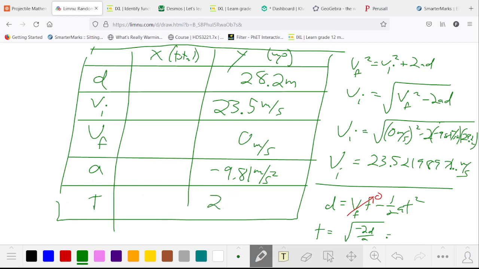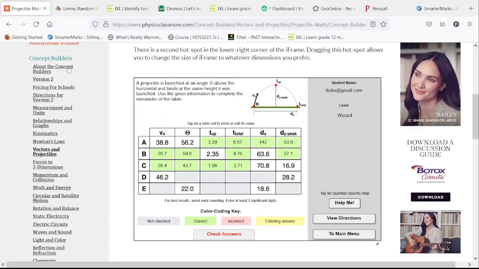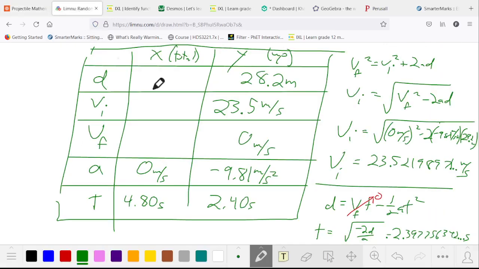Our time is roughly 2.40 seconds. It's actually 2.397756342 in the calculator. So this will give us our total time. We can double it. That rounds to 4.80 seconds. Our acceleration is 0 meters per second squared in the horizontal direction. We only have one velocity here, so these will be the same.